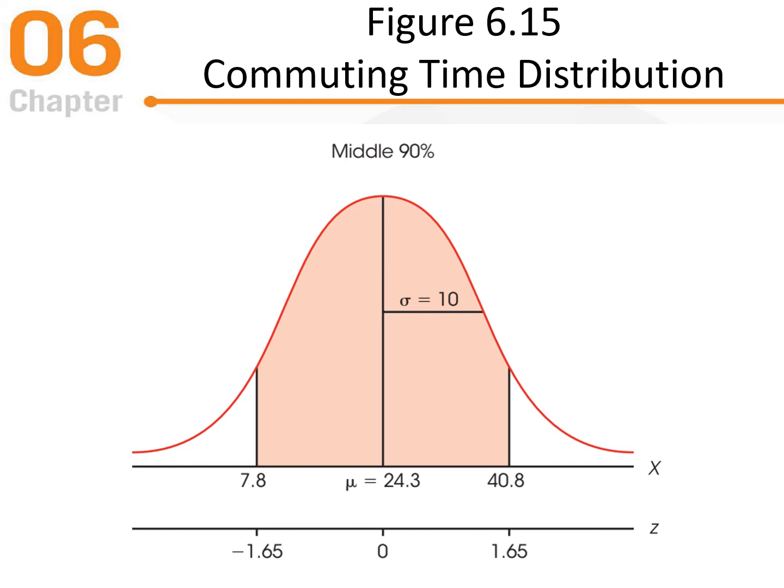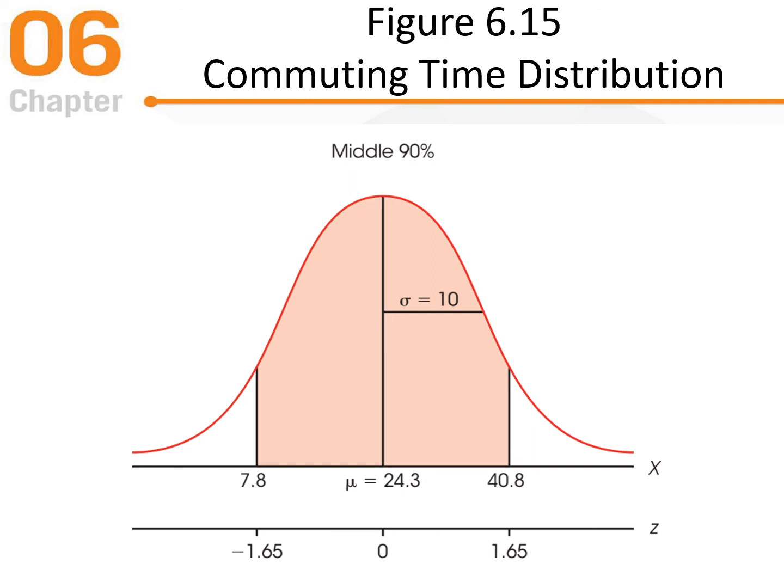Once I have those two z-scores, I can then convert to raw scores by using the same formula I did in the previous example: z times sigma plus mu. So 1.65 times 10 plus 24.3 gives me 40.8. Negative 1.65 times 10 plus 24.3, so that gives me a negative value. That gives me negative 16.5, plus 24.3 gives me positive 7.8. And those are my two raw scores.